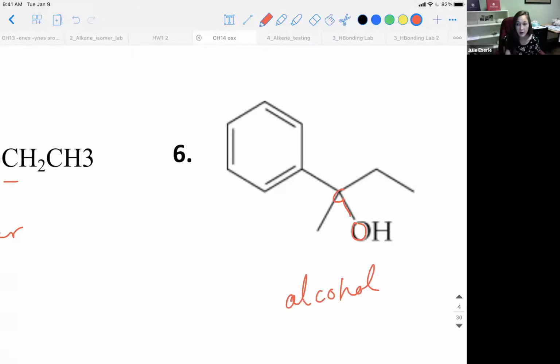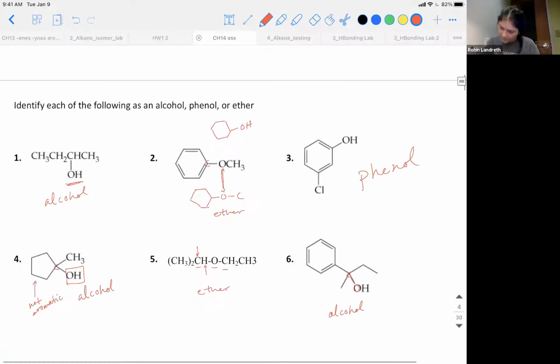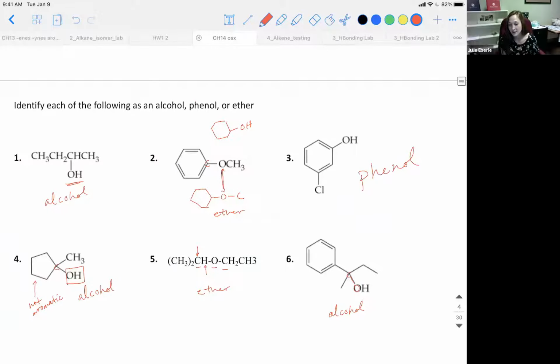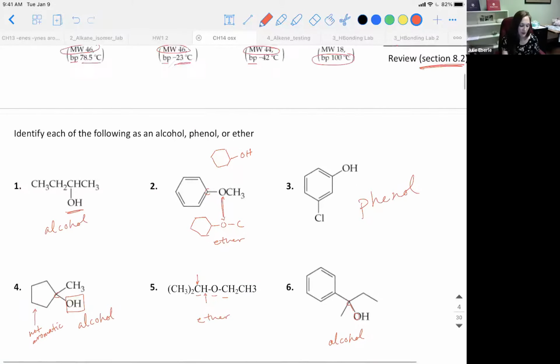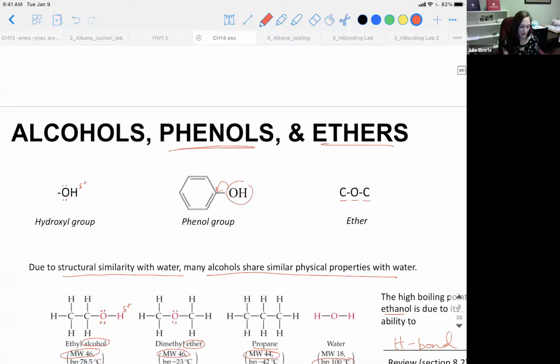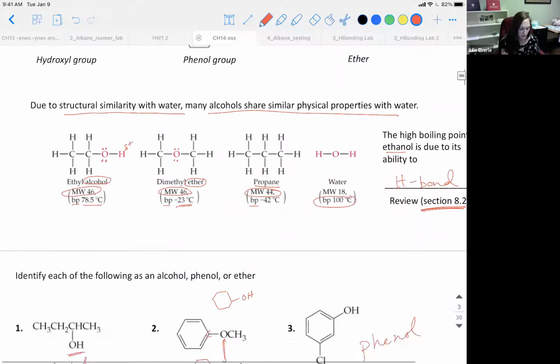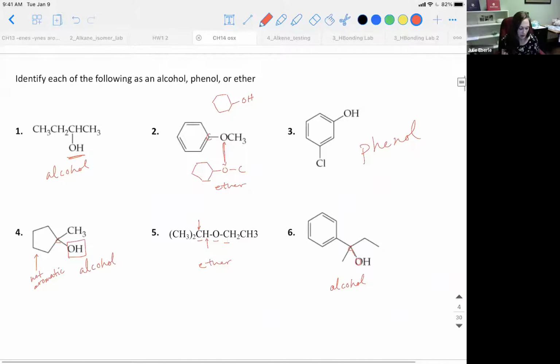But I'm glad we're going over this because there are many different ways these molecules can look. But if you know the guidelines for what is and is not, how to identify them just from looking at these groups up here, you can identify. So I think this was really good practice. Any questions on that?